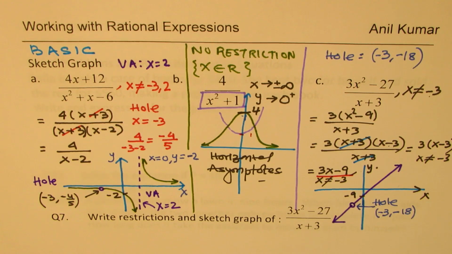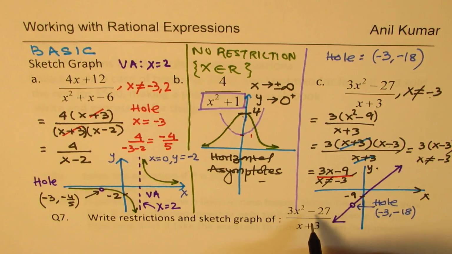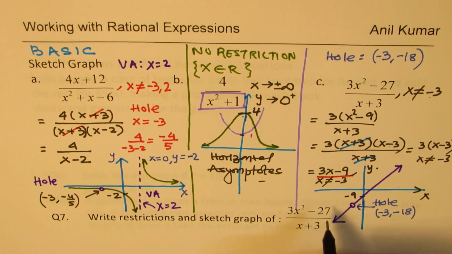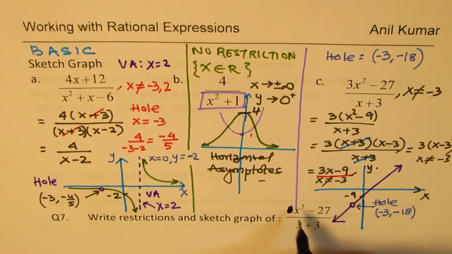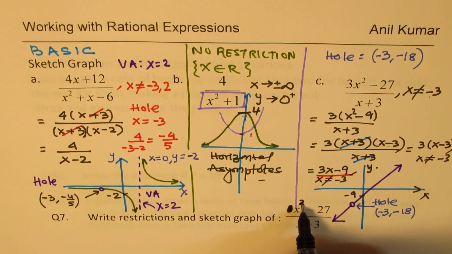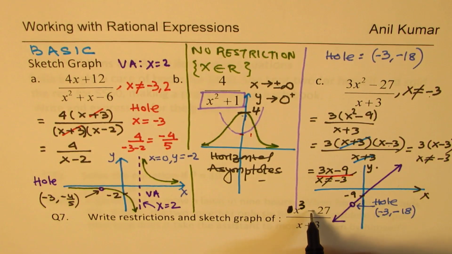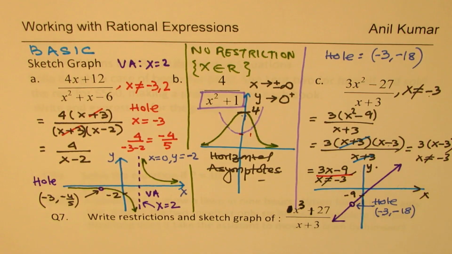Question number 7 here is write restrictions and sketch graph of 3x squared minus 27 over x plus 3. Oh, I gave you the same example. Oh my God. Okay, so we'll just change this, and we'll make this a cube. That should be very interesting. So I've changed the question.